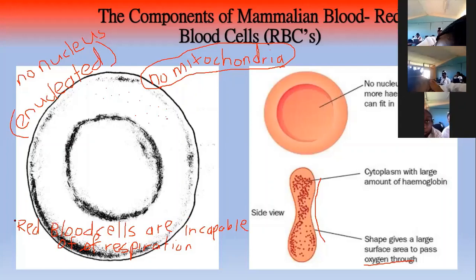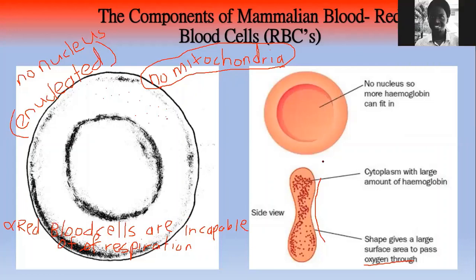So it's important to note that red blood cells are not capable of cellular respiration, right? They also have a biconcave surface, that gives them an even larger surface area for oxygen to be transported.